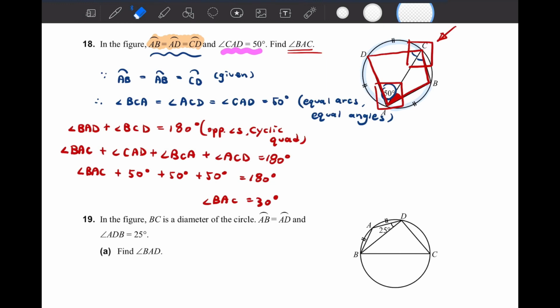Okay, some of you might think, I really can't see where the equal arcs, equal angles are. So let me draw it out again. Have a look at this part again if you're confused about equal arcs, equal angles. This is the equal arc, isn't it? This is the part you should be looking at. And this is the equal arc, right? And then the last arc is here.